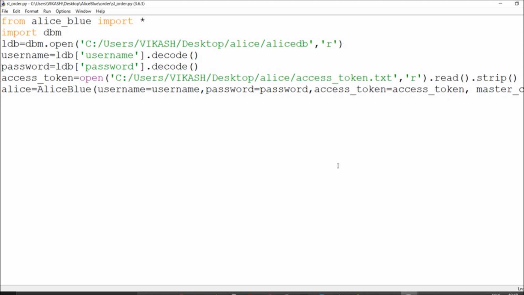There are four types of orders: market order, limit order, stop loss market order, and stop loss limit order. When you go with a bracket order or OCO order, you need to give square up, stop loss and trailing SL. And in a cover order you have to give the price and trigger price.